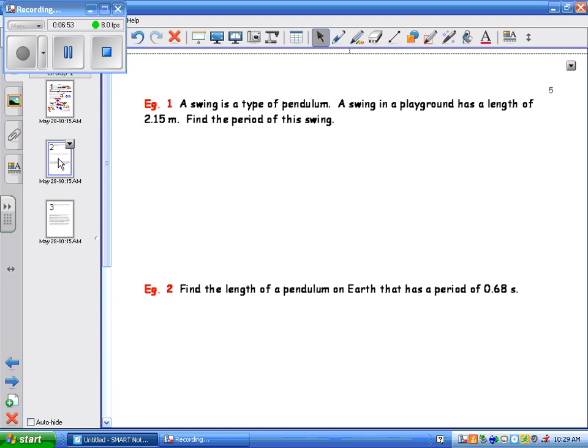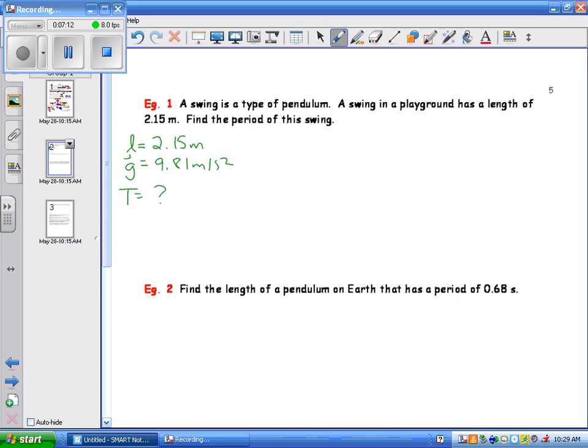So example 1: a swing is a type of pendulum. A swing in a playground has a length of 2.15 meters. Find the period of this swing. So we have a length, 2.15 meters. Although it doesn't say so, we're going to assume the playground is on Earth. So g is 9.81 meters per second squared. And we want to find period. So period is 2 pi times the square root of L over g.